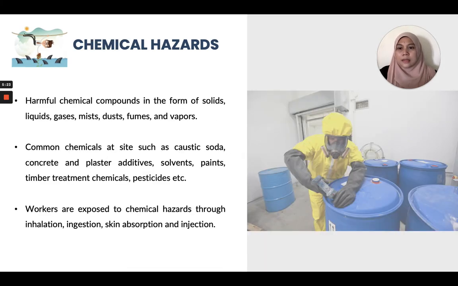Chemical hazards are any chemical compounds in the form of solid, liquid, gases, mist, dust, fume, and vapors. The common chemicals that can be found at the site are caustic soda, concrete and plastic additive, solvent, paint, timber treatment chemical, and pesticide. The workers may be exposed to the chemical through inhalation of the fume, ingestion, skin absorption, and injection. Chemical hazard can cause chronic diseases such as cancer.